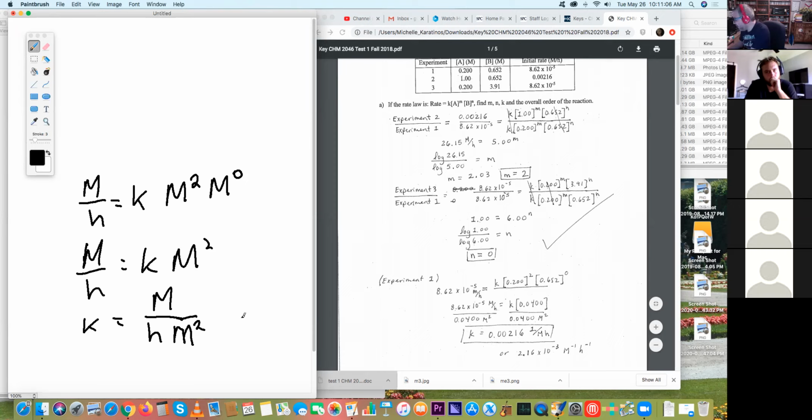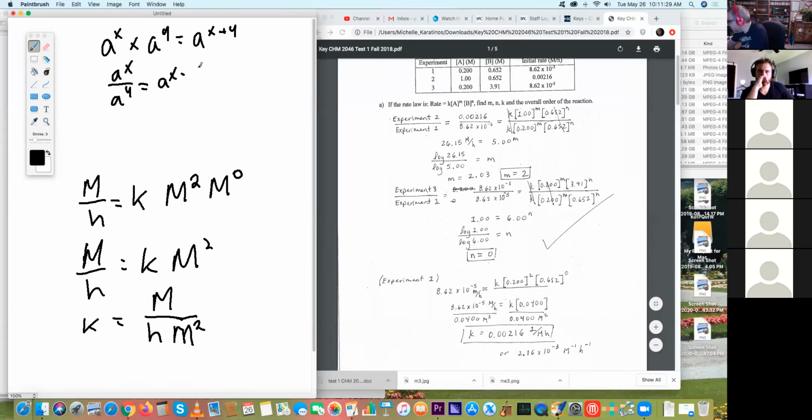Now we can simplify that because we know this rule here. There are 2 rules that I'm going to talk about. So a to the x times a to the y equals a to the x plus y. We know that rule. That's effectively what we're doing here. It was 2 plus 0 is 0. The other rule we have for powers is this one: when you've got a to the x over a to the y, then that equals a to the x minus y. So you've got 1 here minus 2, which means it's effectively M to the negative 1, H to the negative 1.